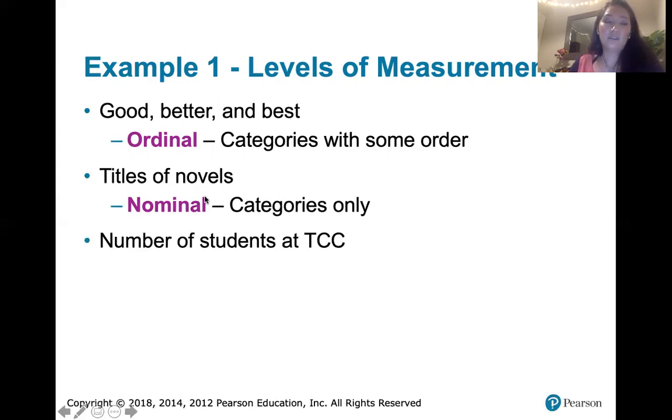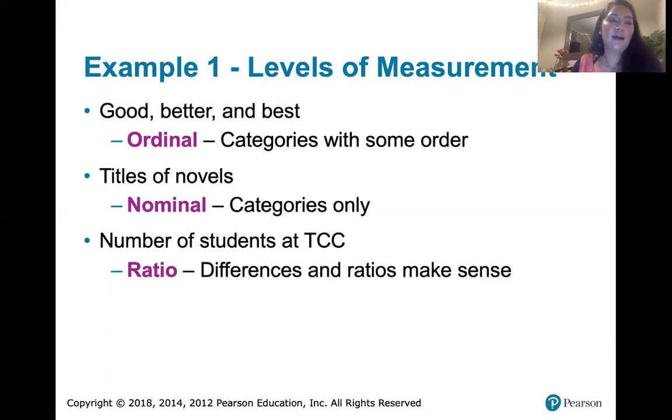Number of TCC students. Let's think about it. Does it make sense to talk about having twice as many students in a class? It does. So we're talking about a ratio level of measurement.